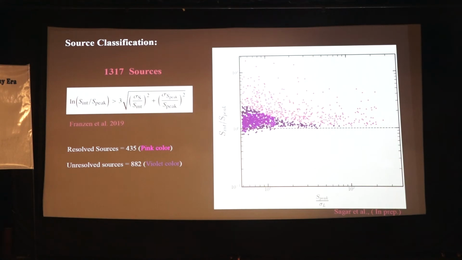We have also done source classification from that catalog, where we have 1317 sources. In this classification we applied the condition from Franzen et al. 2019 with this particular formula, which separates the extended sources at the 3 sigma level, where sigma S is the integrated flux uncertainty and sigma S peak is the peak flux uncertainty. Here we have 435 resolved sources, which you can see in pink, and 882 unresolved or point-like sources in violet in this graph.